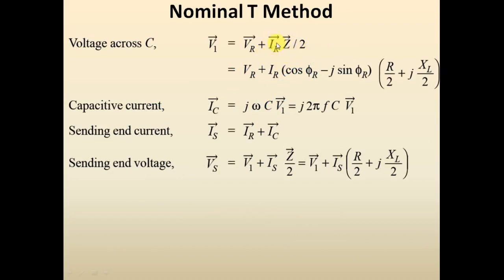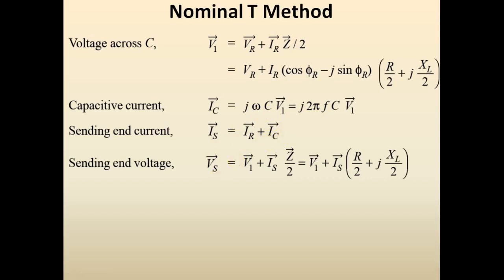We will make the substitution of IR and Z by 2 from the previous slide. We can write IR as IR into cos phi r minus J sin phi r in rectangular form. Z by 2 can be written as R by 2 plus J into XL by 2. Vector IC is obtained by dividing vector V1 with the capacitive reactance. Capacitive reactance is actually 1 by J omega C. Therefore, vector IC can be written as J omega C into vector V1. Instead of omega, we can make the substitution 2 pi f here. By using KCL, we have written that IS is equal to IR plus IC.